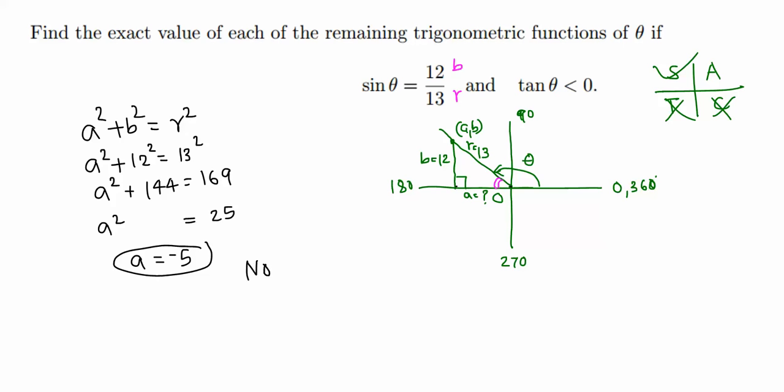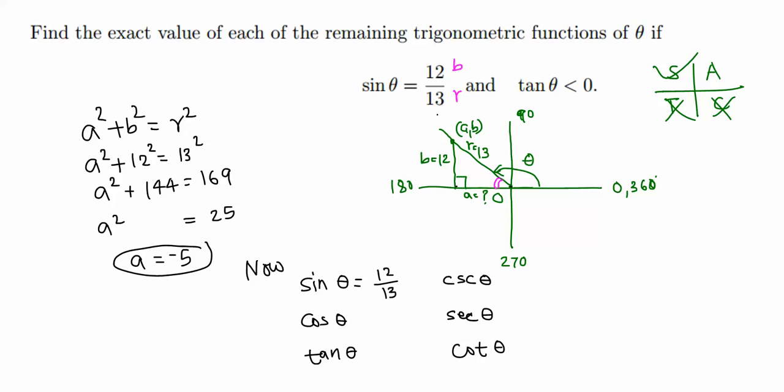So what I'm going to do now, I want to list all 6 trig functions: sine theta, cosine theta, tangent theta, and their reciprocals: cosecant theta, secant theta, and cotangent theta. Sine is B over R, that's 12 over 13. In fact this was given. Cosine is A over R, A is -5, so we can pull the negative in front, -5 over 13. Tangent is B over A, that's 12 over -5, so negative in front, -12 over 5.